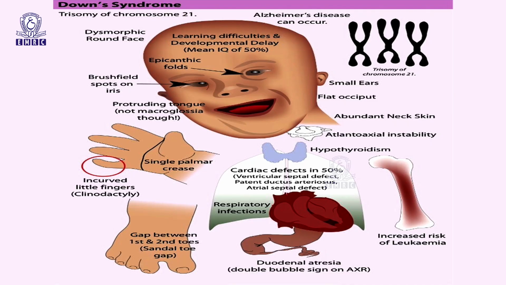The diagram shows some of the physiological characteristics of Down syndrome, such as dysmorphic round face, small ears, flat occiput, Brushfield spots on iris, single palmar crease, incurved little fingers, gap between first and second toes, cardiac defects in 50% of the cases, respiratory infections, and increased risk of leukemia.